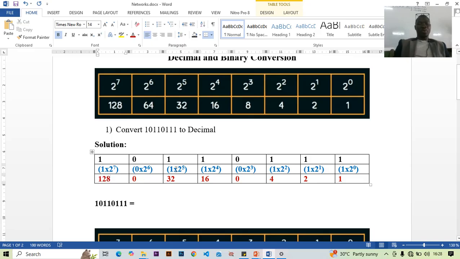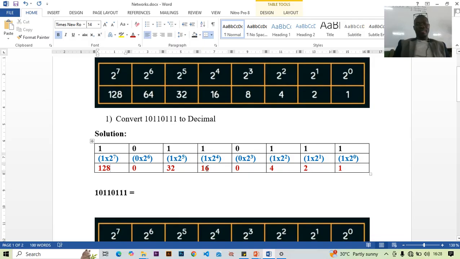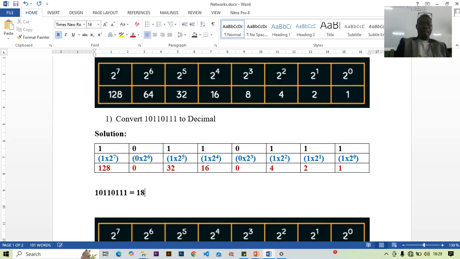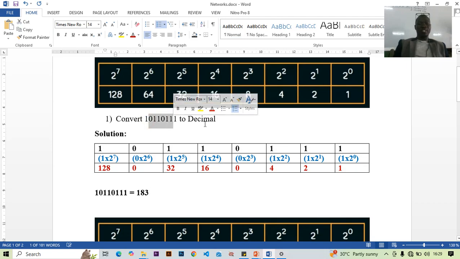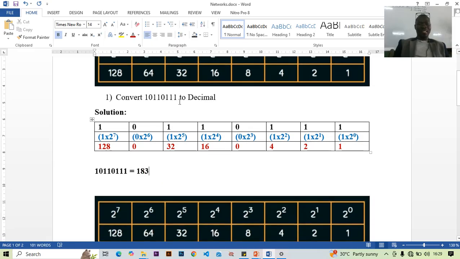So then we add up these values by saying 128 plus 32 plus 16 plus 4 plus 2 plus 1, which gives us 183. So it means by converting this binary number into decimal, we get the value of 183. So we have converted this to decimal.